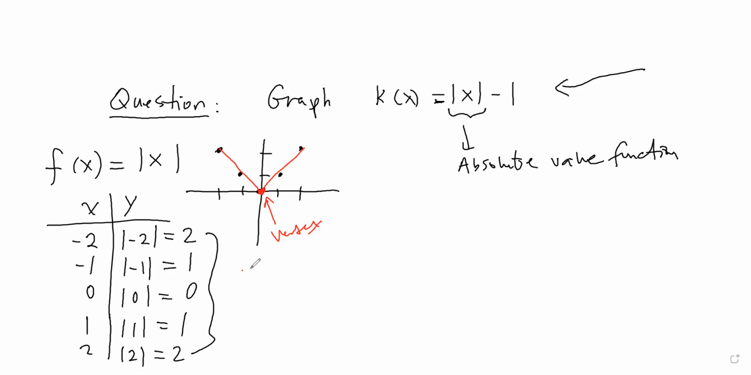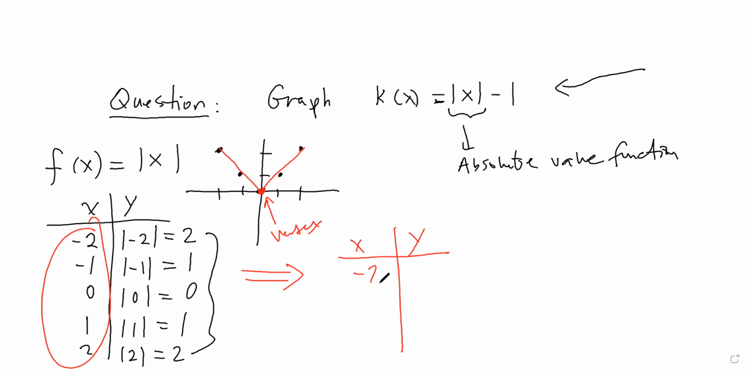So now let's translate this table. I'm keeping my x the same, but when I plug these numbers in for x, 1 is going to be subtracted from y. So this is the same, and I'm subtracting 1 from the y values. If I subtract 1 from each of these numbers, then this will be 1, this will be 0, this will be -1, and this will be 0, and this will be 1.